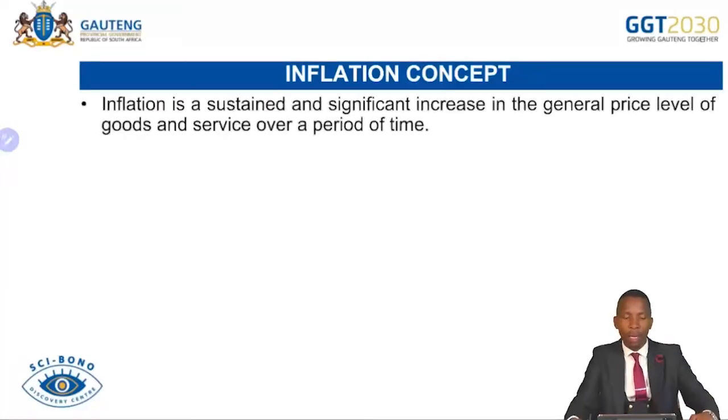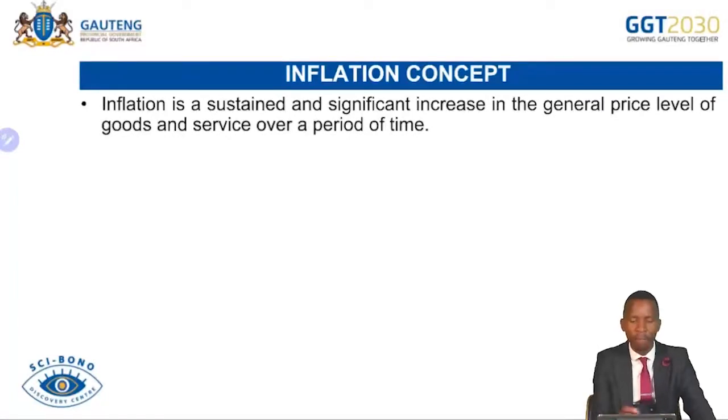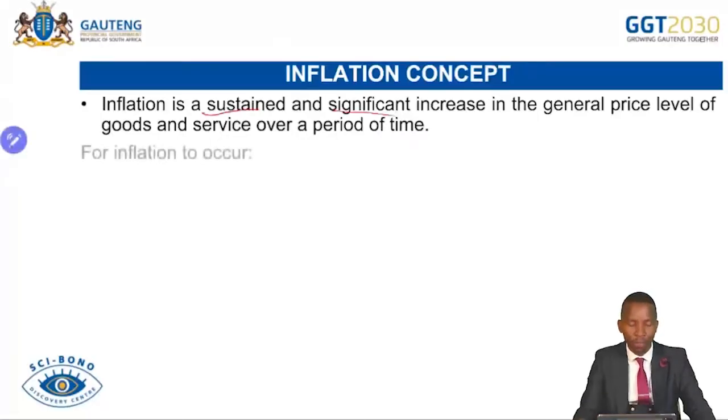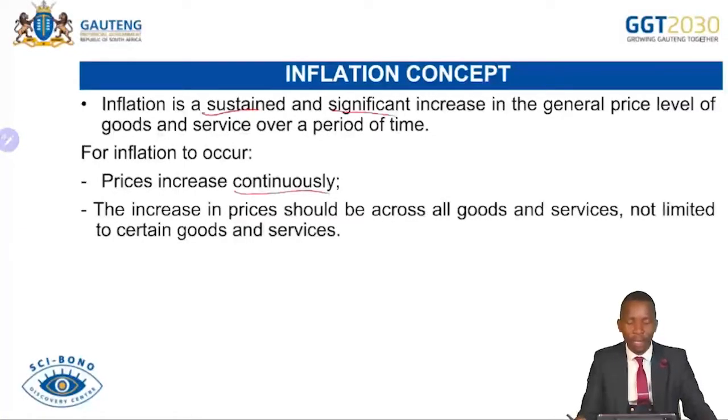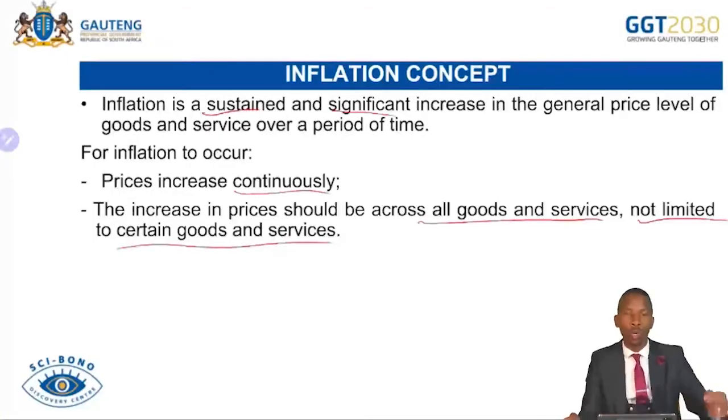So let's continue with the concept of inflation. Inflation is a sustained and significant increase in the general price level of goods and services over a period of time. It occurs if prices are increasing continuously. Not just one price increasing on one product; significantly so, a variety of goods in the market should be increasing, then we can say we experience inflation. The increase in prices should be across all goods and services, not limited to certain goods and services. Then we can say we have inflation.